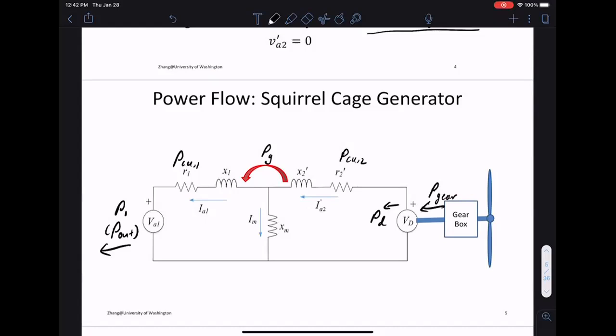Any questions about this? I have a question. Yeah, go ahead. Is PD the loss or is it the power after the loss? This is the power after loss. This is the power you get. So that's P gear minus P loss. Yeah, so that's right. Yes.